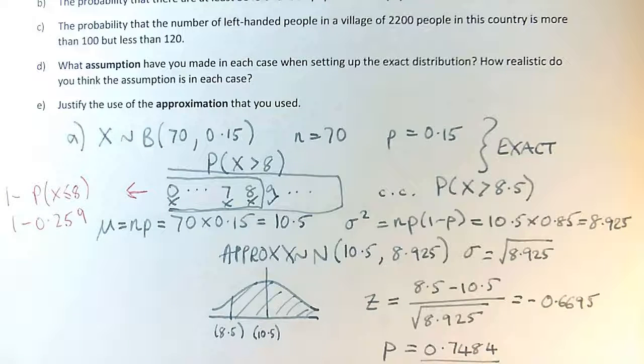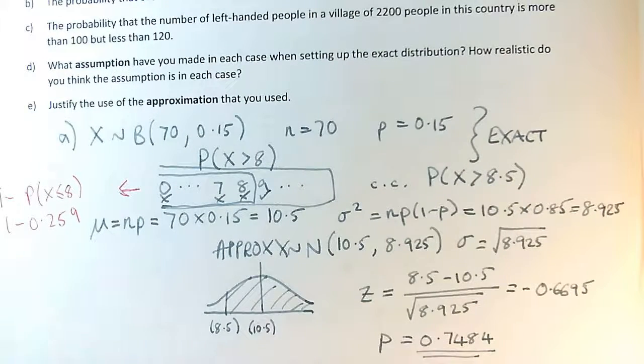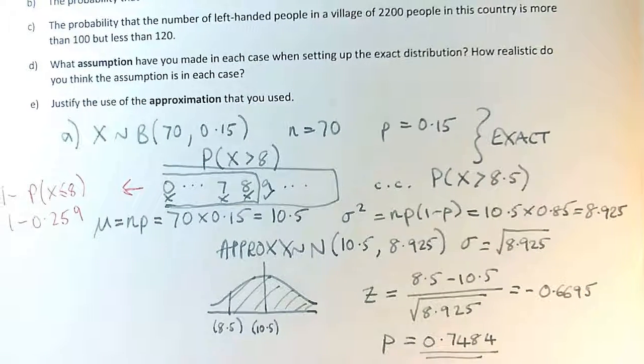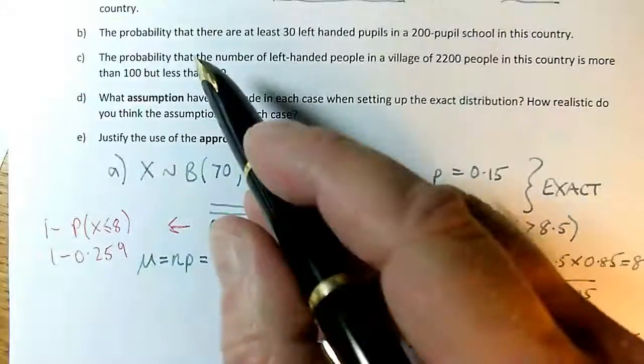Okay, so let's move on. You can check the other answers we get using the exact binomial as well if you want to. It's not a bad reality check in an exam, but obviously don't expect them to be exactly agreeing because it's an approximation. So onwards, part B.